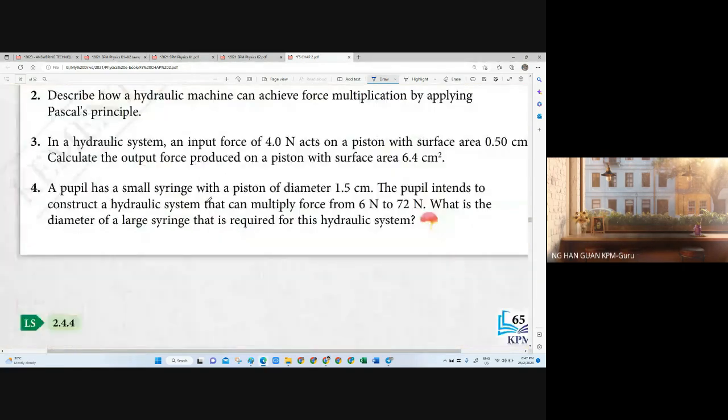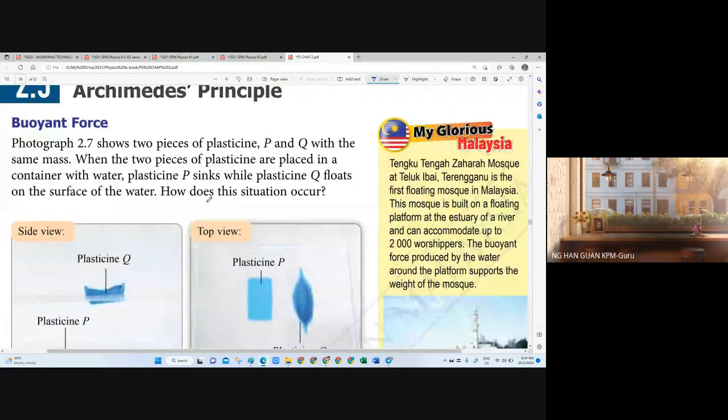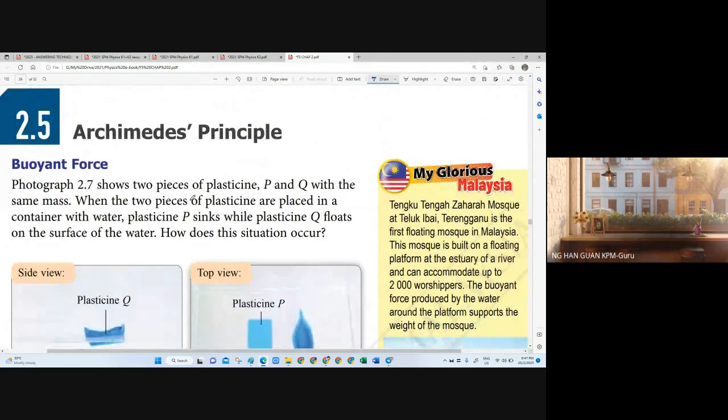The next one is the Archimedes principle. I know that many of you worry about the Archimedes principle. First thing, you have to make sure you can spell it correctly. Make sure it's all correct, because usually students know the answer, but the spelling is wrong, so they cannot score. Make sure you don't simply change the scientist's name.